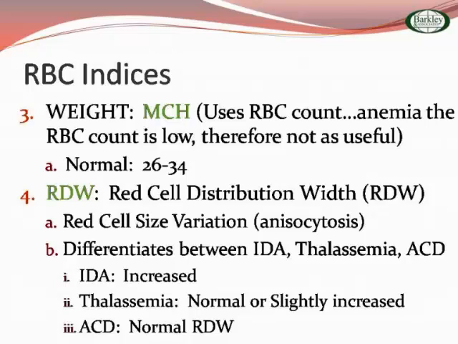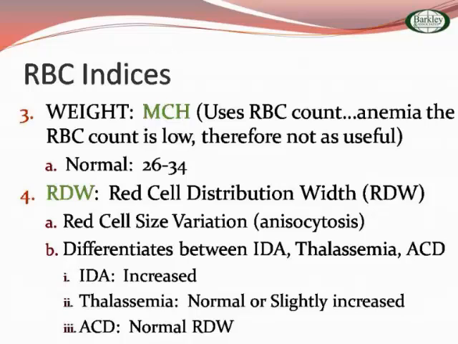So in IDA, RDW usually is increased. When you have low iron, your body's going to make more what? Trucks to get the blood circulating around and get the oxygen circulating. Thalassemia is typically normal or slightly increased, and anemia of chronic disease is typically normal RDW.